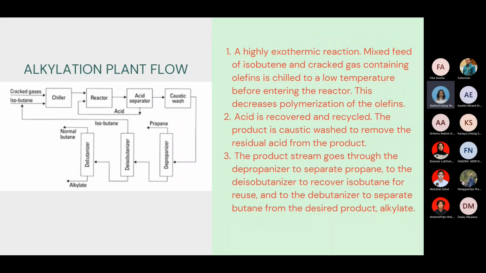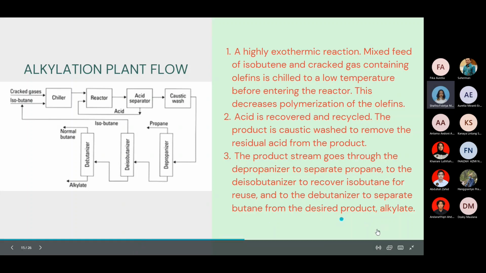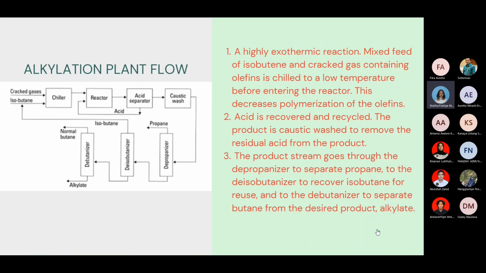And then the product stream goes through the depropanizer to separate the propane, to the isobutanizer to recover isobutane for reuse, and to the butanizer to separate butane from the desired product, alkylate. So from this plant flow, we will get alkylate, or the hydrocarbon.